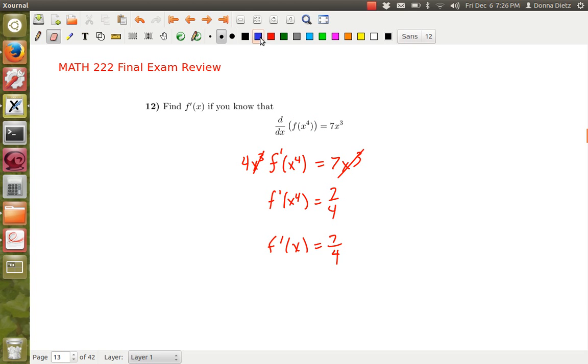Let's say I'm going to make one up. Hopefully this will work. 12x is equal to 5x cubed. Okay? So again, I'm going to take the derivative times the derivative of what's inside.